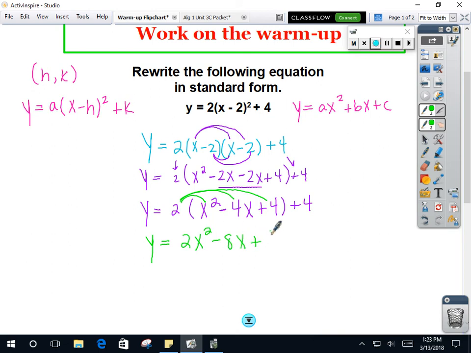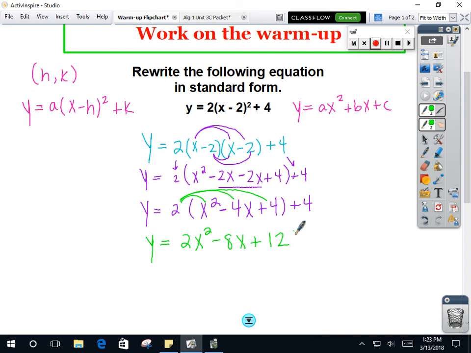But what am I going to immediately add? Plus 8. What am I going to immediately add to this plus 8? And it'll become 12. Now it is in standard form. Y equals ax squared plus bx plus c.